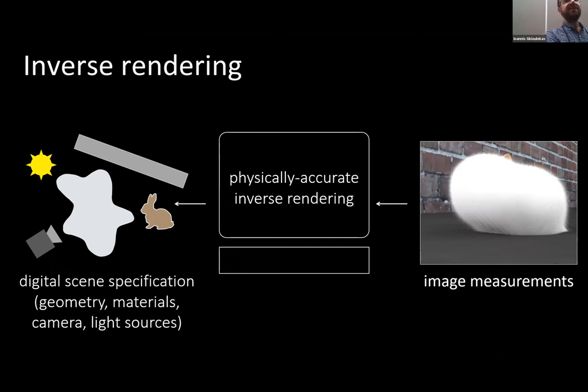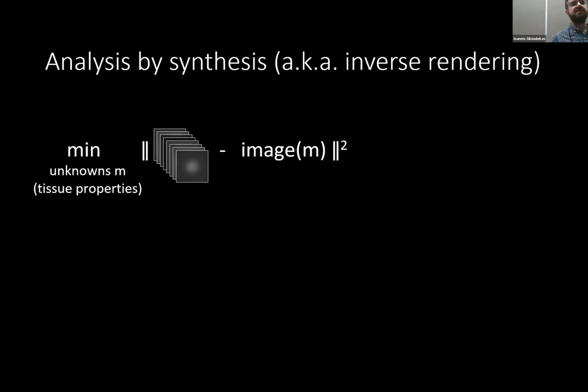Now, this is a very general problem statement. Basically, all inverse problems in computer vision fall under that. Inverse rendering refers to a very specific methodology for solving these problems. It also goes by the name analysis by synthesis. Depending on your background, I think in computer vision, this is most often called analysis by synthesis for historical reasons.